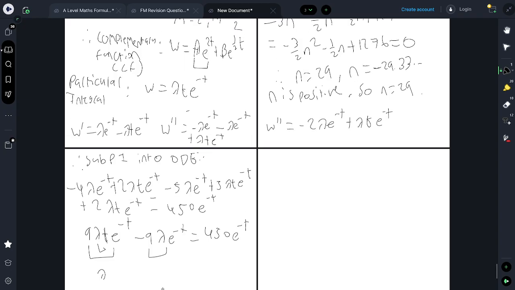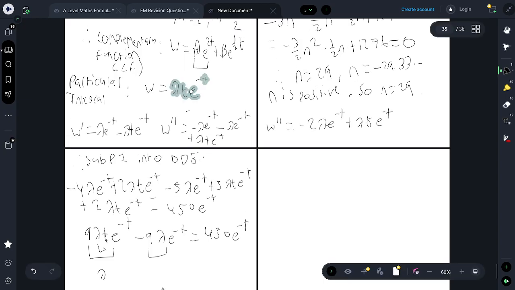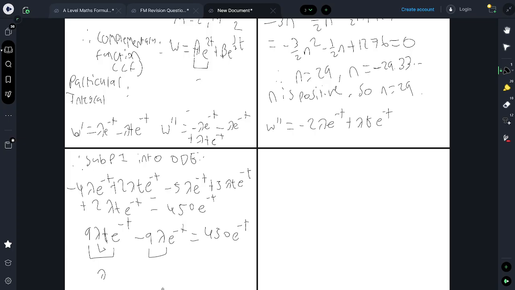You don't need to tag a t on. Okay, this is a good refresher course for me as well. I haven't done this in ages. So you're probably screaming now, and rightfully so. You only need to tag a t on when it's the same exponent. I just realised that now. So you can just say w is for a particular integral lambda e to the minus t, because minus 1 is not in the exponent, so it'll still be different to the complementary function.